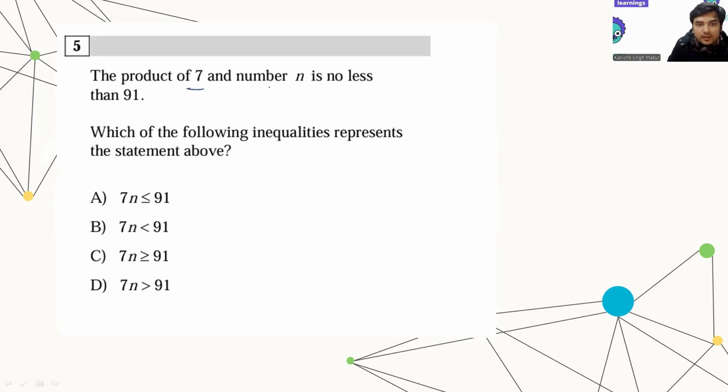Product of 7 and number n is no less than 91. Product of 7 and n is not less than, so it's greater than or equal to 91, isn't it? This would be your answer.